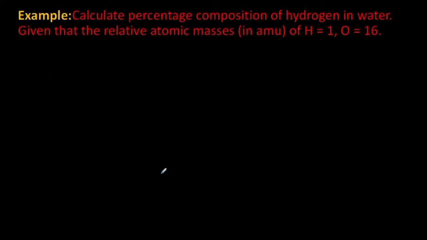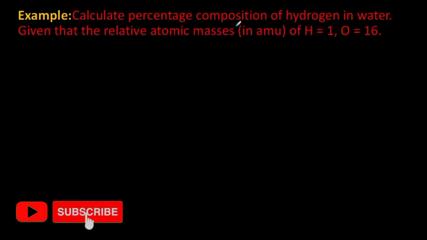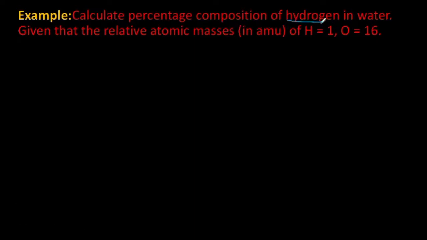For example, calculate the percentage composition of hydrogen in water. I will repeat it again, calculate the percentage composition of hydrogen in water. But please keep this in your mind. What is the meaning of percentage composition? Percentage composition is the percentage by weight. Clear? It is the percentage by weight of each element present in that compound.